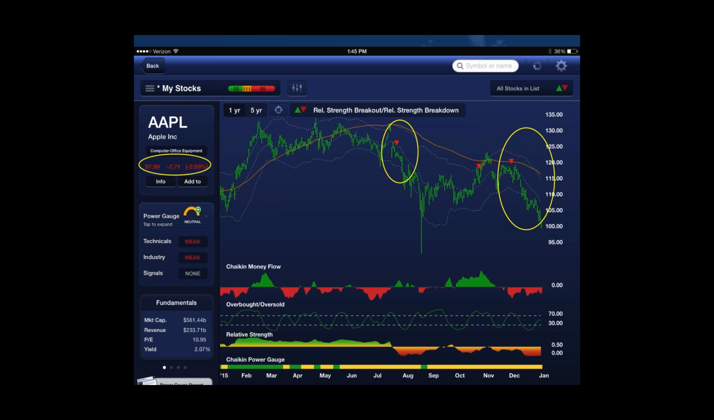You could find all these things, except for the power gauge rating, on FinViz, Yahoo Finance. But it's all here for you in one place, because time is really our most precious commodity. And we don't have enough time to visit 5 different sites to make an options trading decision. It's all here in one spot.